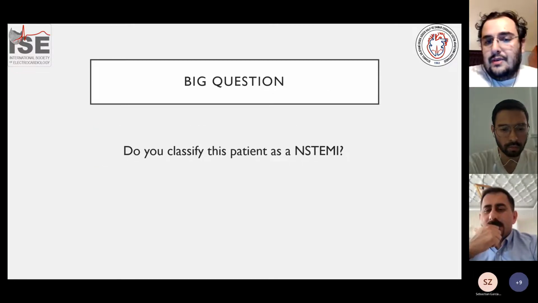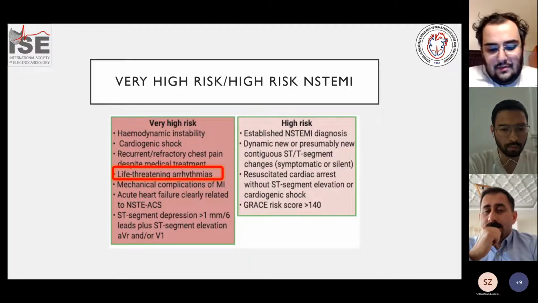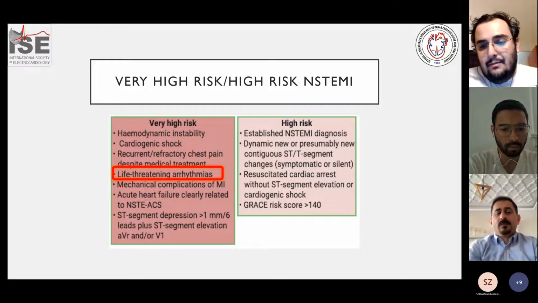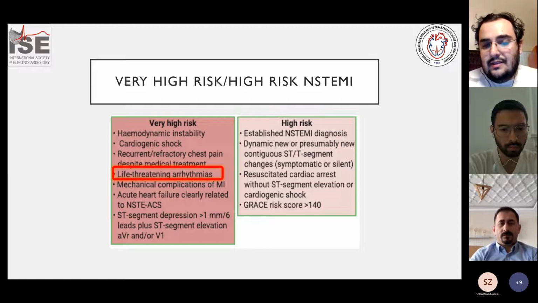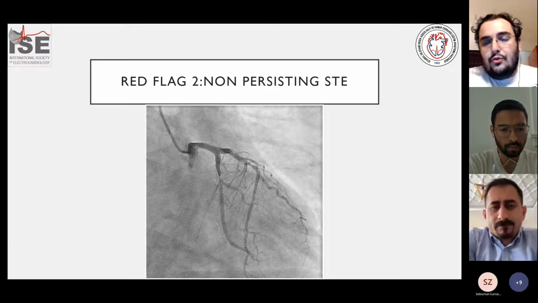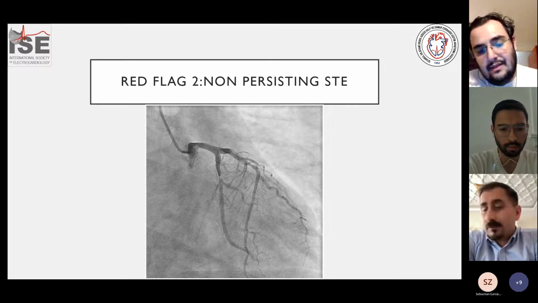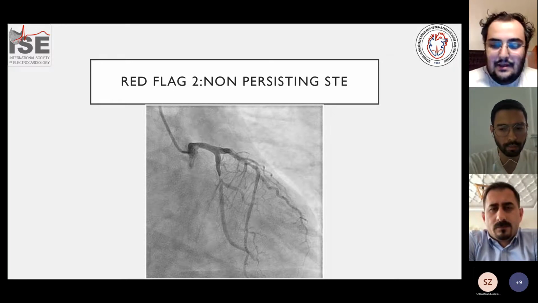Do you classify this patient as a non-ST segment elevated myocardial infarction? Yes, we should. We have positive troponin levels, we have symptoms, and we should always remember that complete AV block is a life-threatening arrhythmia. And this patient is a very high-risk patient, and he should undergo coronary angiography within 2 hours. And as you can see, this time, circumflex artery is like that.